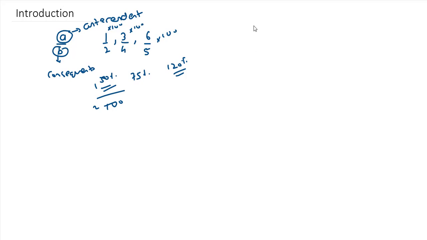Now if you take any ratio, let's say a by b, and if I square it, this will become a square by b square. Then this ratio is called the duplicate ratio. And if I take the square root of these values, it will be square root a upon square root b. This is called the subduplicate ratio.